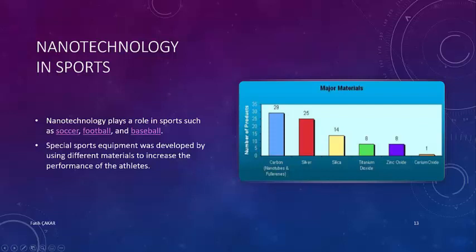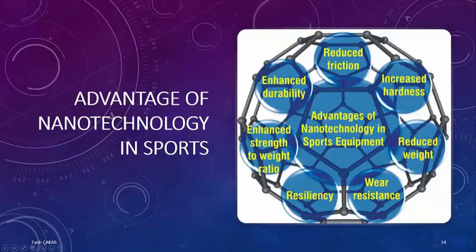Special sports equipment was developed by using different materials to increase the performance of the athletes. Nowadays, nanotechnology is used in most sports products. As you can see, there are some major advantages of nanotechnology products. These products have strong structure, flexibility, wear resistance, long-term strength, low friction, and can also be antibacterial.